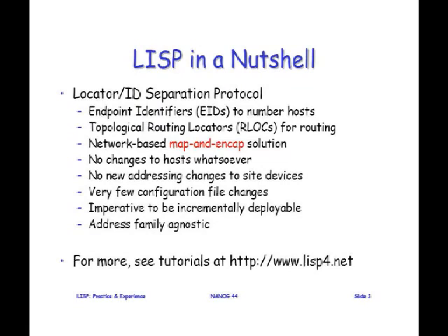We tried to build something that didn't require host changes because host changes always seem to be something that slows us down a lot. No new addressing in sites. We want sites to be able to use their own addressing schemes and devices. Trying to keep the configuration down, and we'll see that. We wanted it to be incrementally deployable and address family agnostic, so IPv4, IPv6, MAC addresses, whatever. There's tutorials on www.lisp4.net too, if you want to see more of that. Some of the talks that we've been giving around.